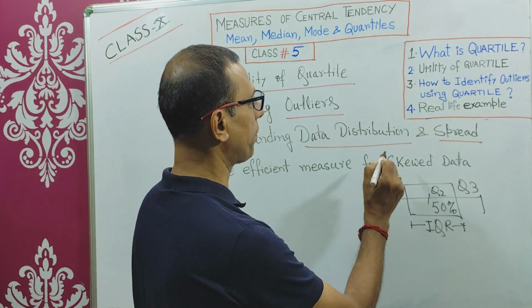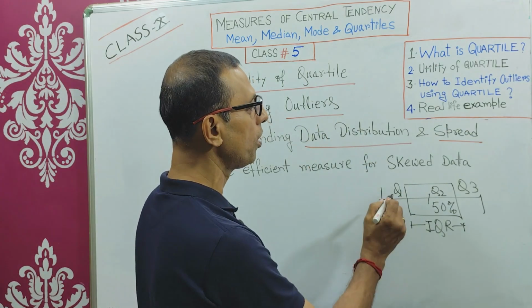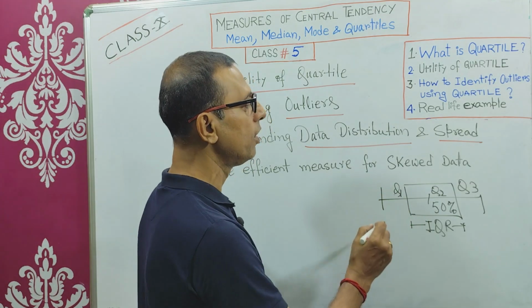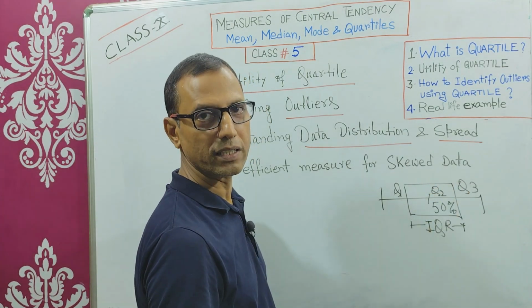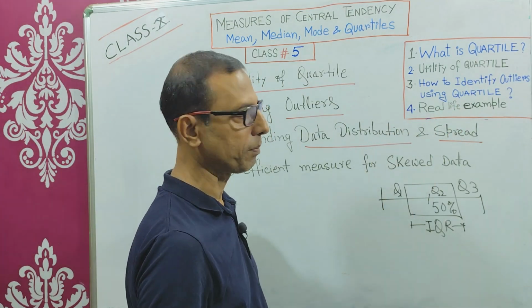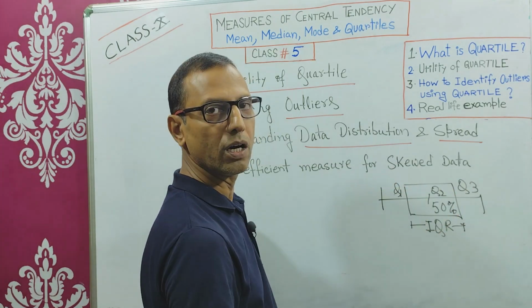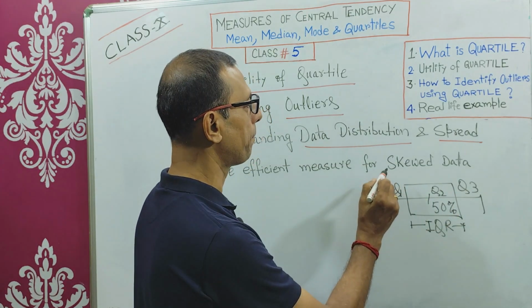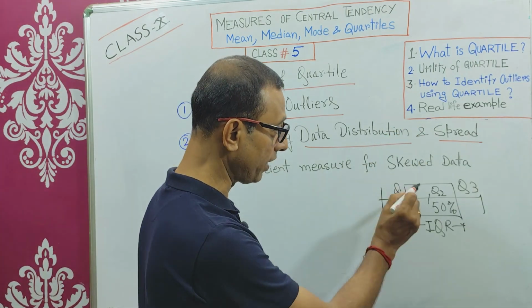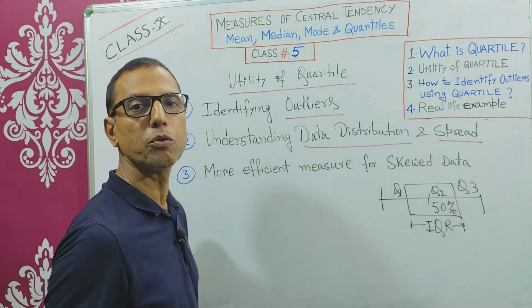So that is one part, to identify the spread and the data distribution also, because in the first quartile, above the third quartile, below the first quartile, how the data distribution is there. You will understand in the real life example when I explain it by giving a couple of examples, what is the usage of quartile also by having the picture of data distribution, and why you need the quartile. Okay. Third one is more efficient measure for skewed data.